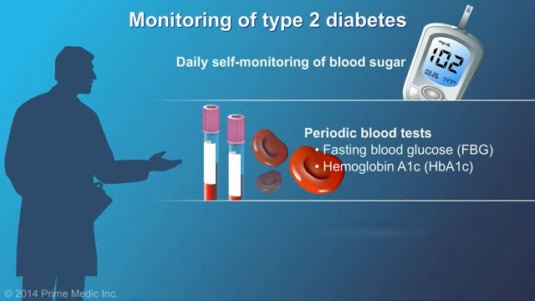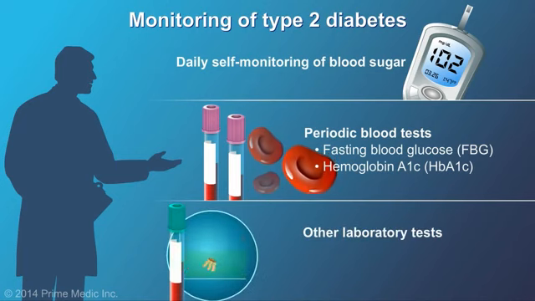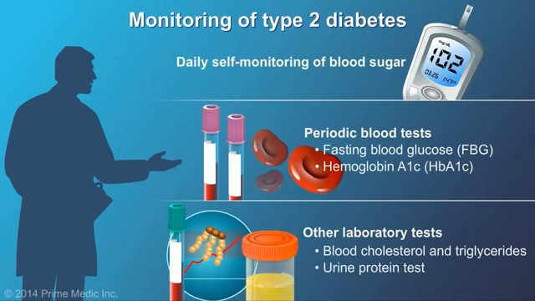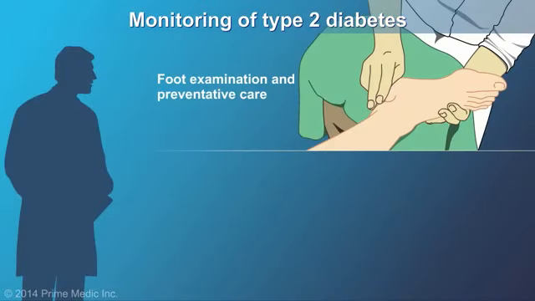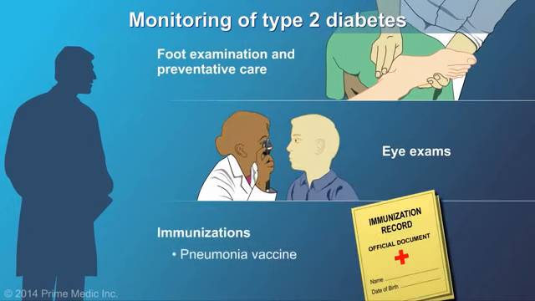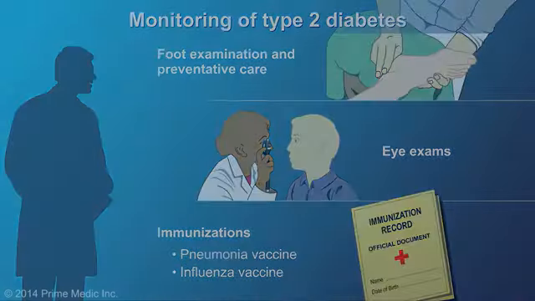Your doctor will also carry out other lab tests, such as monitoring of blood cholesterol and triglyceride levels, as well as carry out a urine protein test to monitor kidney function. Regular foot examinations and preventative care are important, especially if you have nerve damage in your feet. Your eyes should also be examined regularly for retinopathy, glaucoma, and cataracts. The pneumonia vaccine and annual influenza vaccines are recommended for most patients with type 2 diabetes.